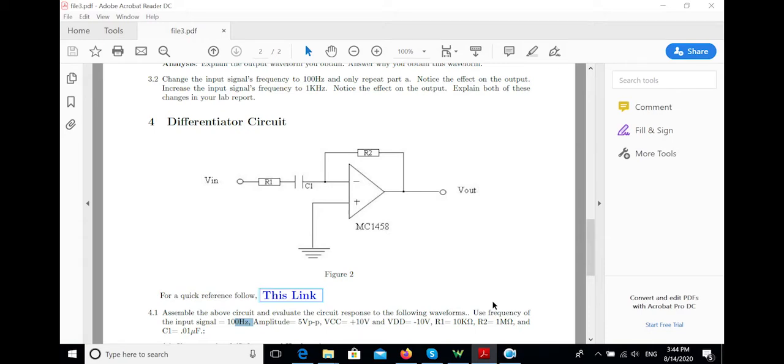Next part of the question, part 4, is the differentiator circuit. The very important note here is that this C1 here is 0.001 microfarad, not 0.1 or 0.01 microfarad. So the correct value is 0.001 microfarad. And you make sure to ground pin 3 when you're building the circuit. So I'm moving to the circuit and see how we build the circuit.